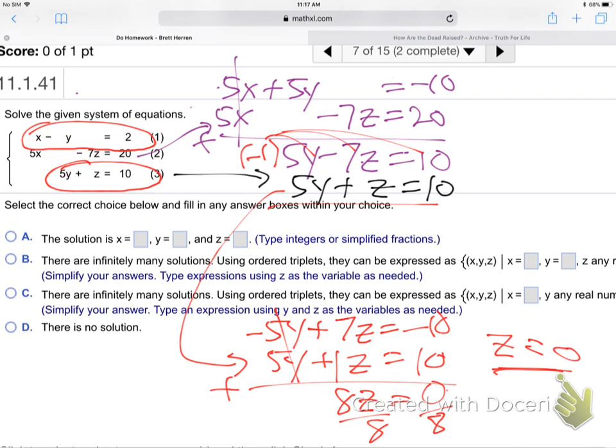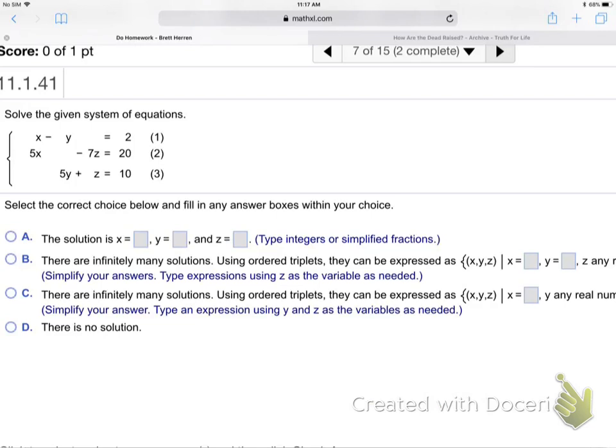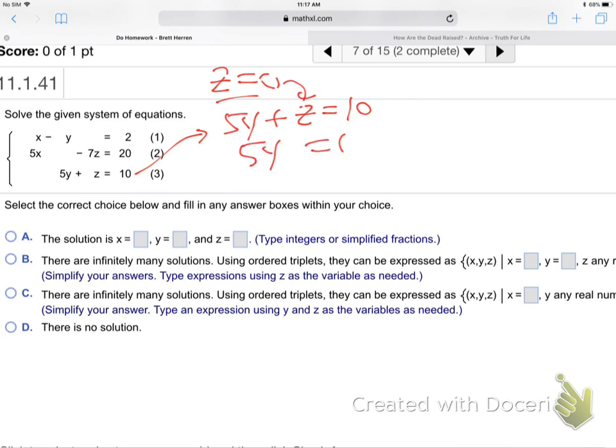So let me go to a fresh screen here. So you got to be a little careful. I'm sure you can figure that out. So we got z is 0. I'm going to plug into the 5. I'm going to grab this one. 5y plus z is 10. Plug in the 0 there. 5y is 10. Divide by 5. Y is 2. So we got y is 2, z is 0.